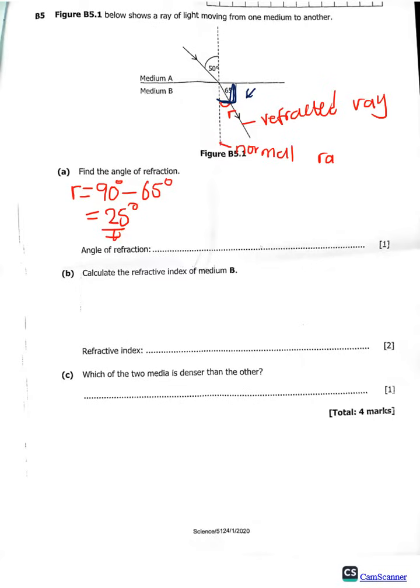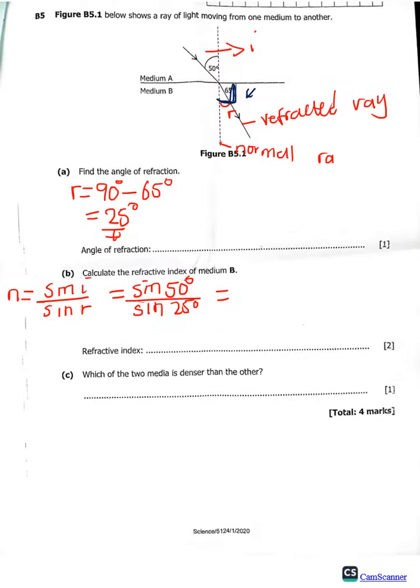Now let's move on to question B. Calculate the refractive index of medium B. The symbol for refractive index is small letter n. It is sin I over sin R, where I is the angle of incidence. This is our angle of incidence, so it's sin 50 over sin 25, since the angle of refraction is 25.